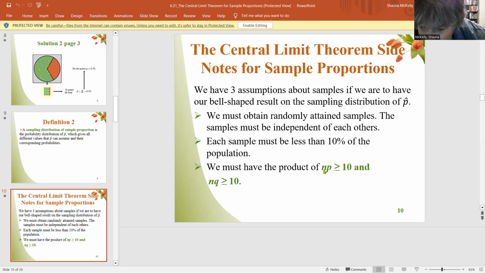That's the second assumption. And the third assumption is the most important and the most mathematical. The product of n times p should be greater than or equal to 10, and the product of n times q should be greater than or equal to 10. Again, you must test both of these, and they must both pass in order to fit this assumption. But you have to test these assumptions. If you fail any of these assumptions, then you cannot use this method. There will be questions where she will specifically ask you just to test the assumptions. So make sure you understand that.